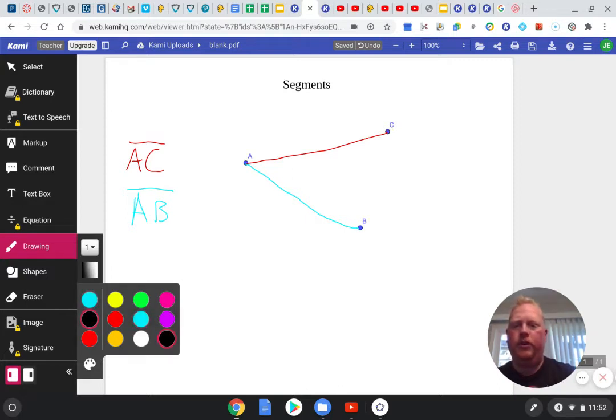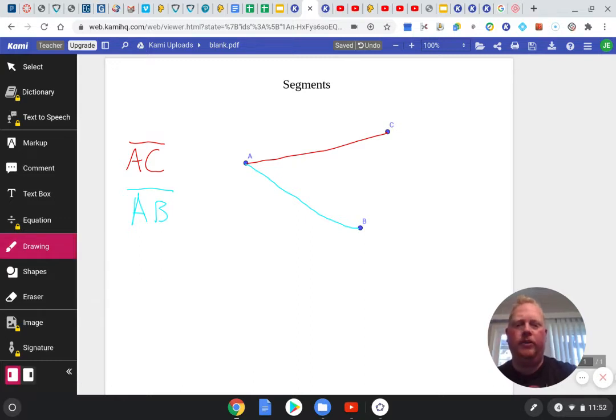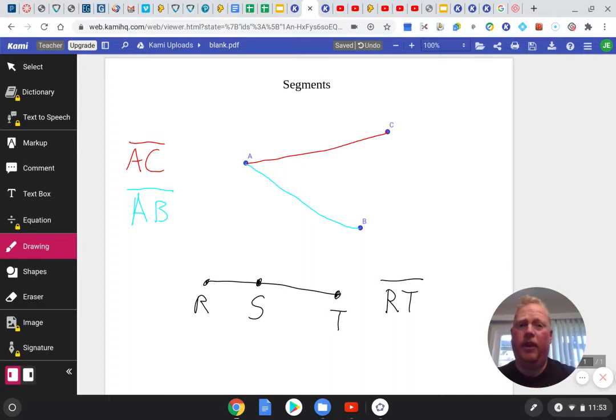However, make sure that when you're doing this, you only use 2 letters. So for instance, if I have that segment right there, I would call that segment RT. Now the fact that S is on that segment does not change the name of that. You always go with the endpoints. So RT, that's a good way of labeling that. Some people I see do this.